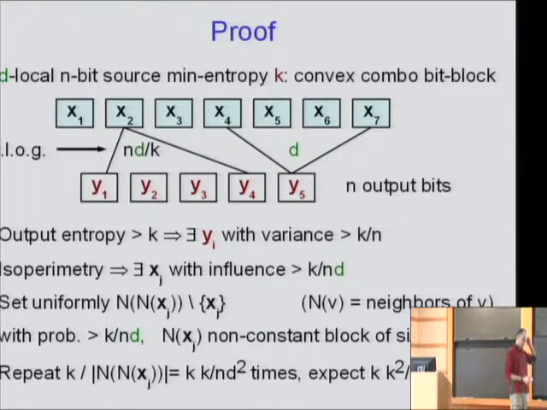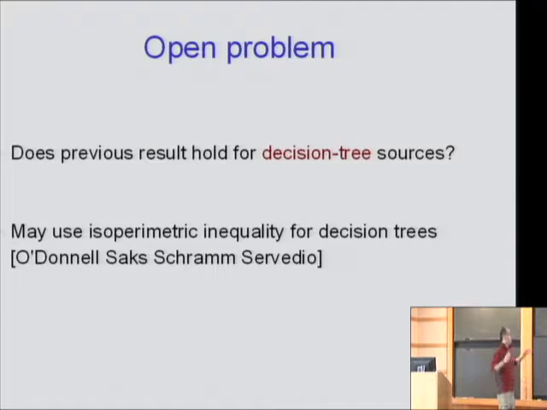This is the result for local sources. And one open problem here that I want to mention that I've been thinking about: does the previous result hold for decision tree sources? Okay, so each output bit I want it to be not d-local, but a depth d tree of the input bits. So you query a bit and then you do something else depending on the bits.